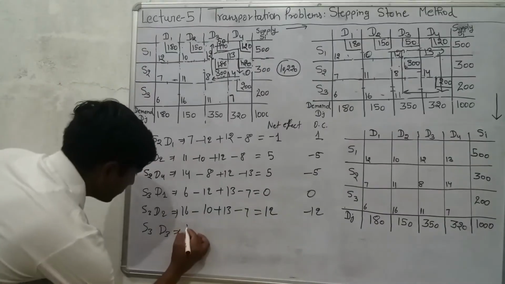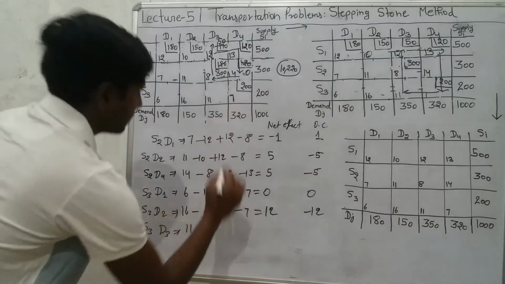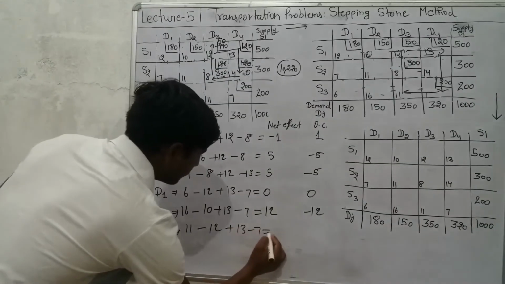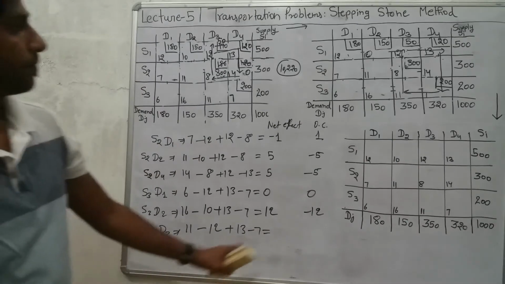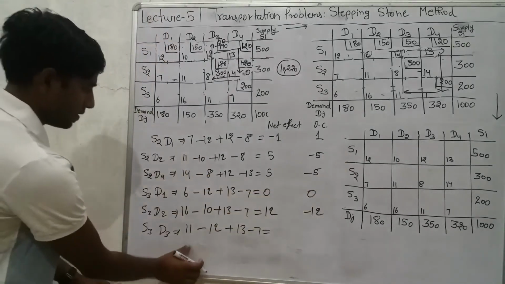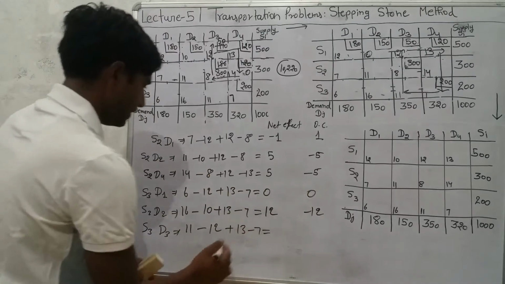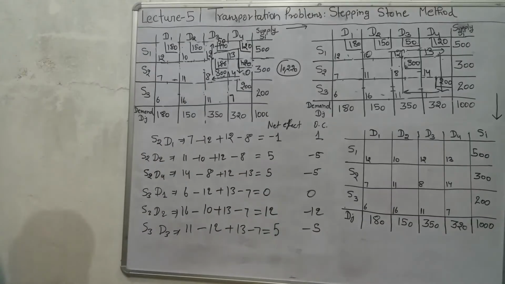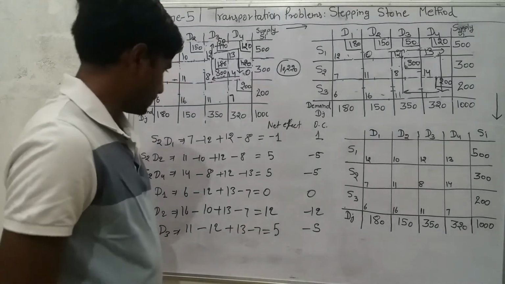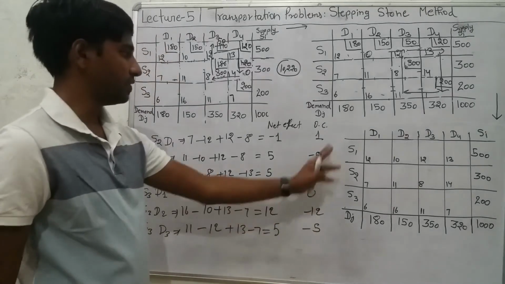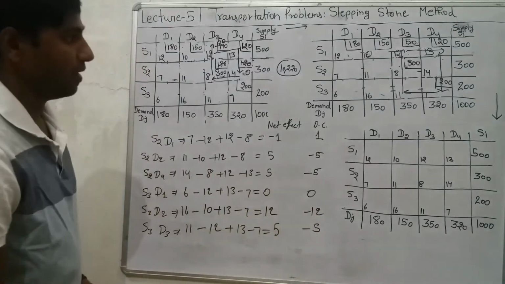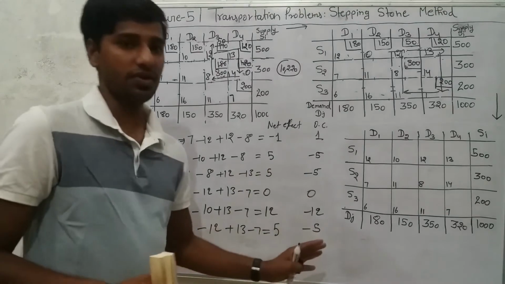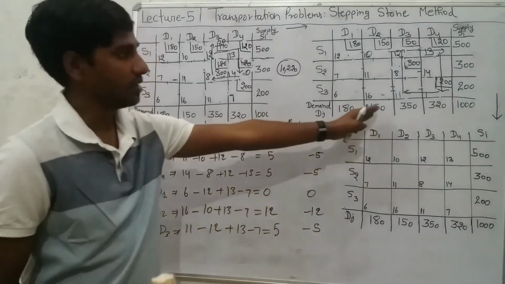What would be the change? 11 minus 12 plus 13 minus 7, that is equal to 24 minus 19, it means 5, it means minus 5. Okay, after doing all these things, we're left with one positive opportunity cost. And what does it mean? It means still we don't have the optimal solution. This solution is not optimal.